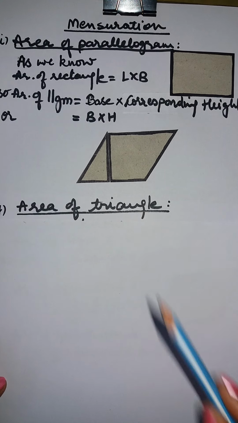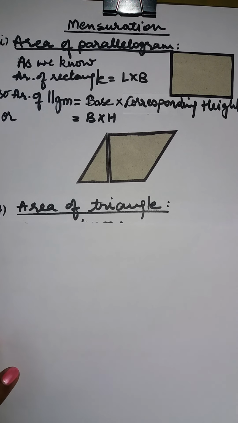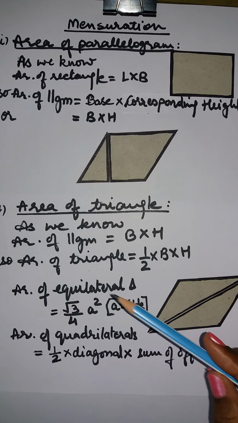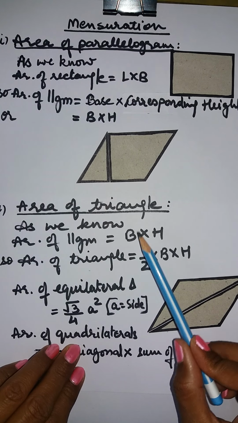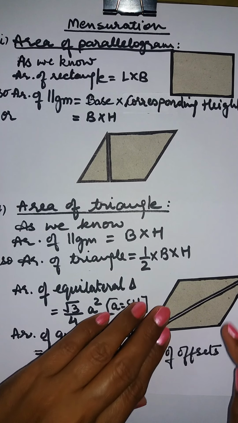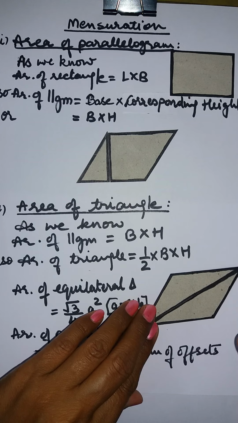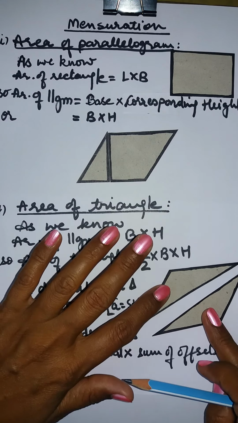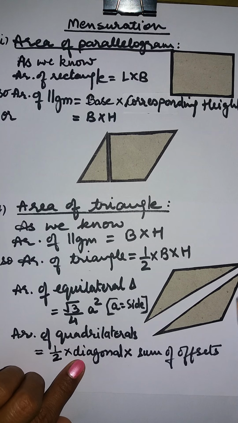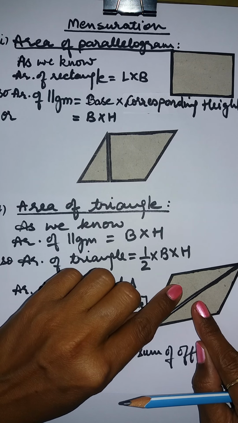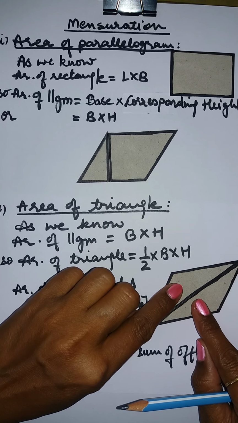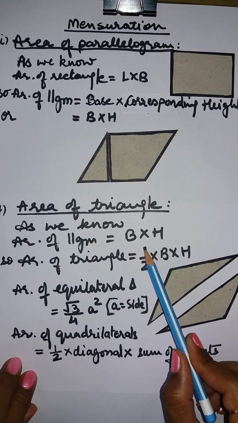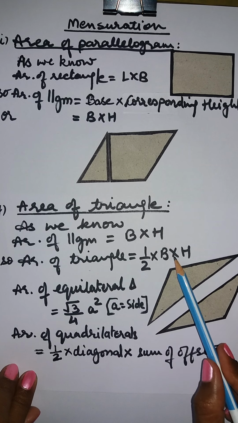Area of triangle. With the help of the area of a parallelogram, we derive the area of a triangle. Let us see. The area of a parallelogram we know, as we have derived, is base into height. So here a parallelogram is shown and it is cut along the diagonal and we get two triangles. So we have just made the area half. Half the area of the parallelogram is equal to the area of the triangle. So we can say the area of a triangle is equal to half into base into height.